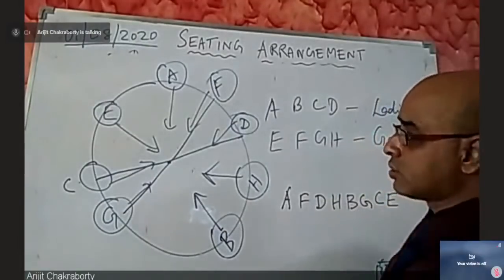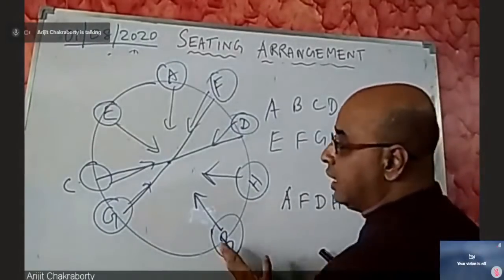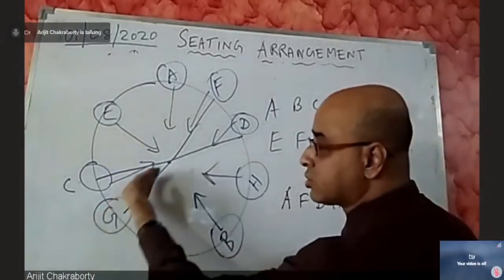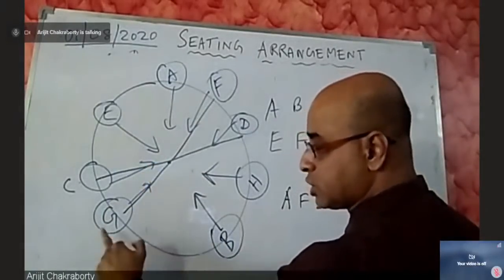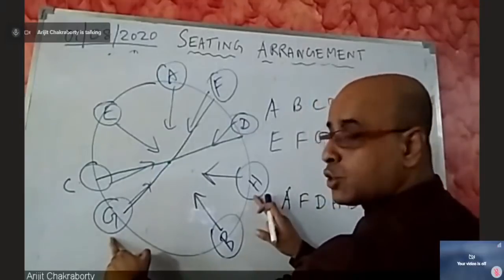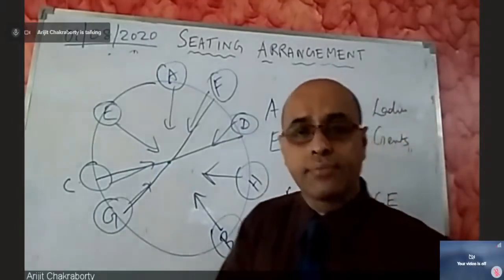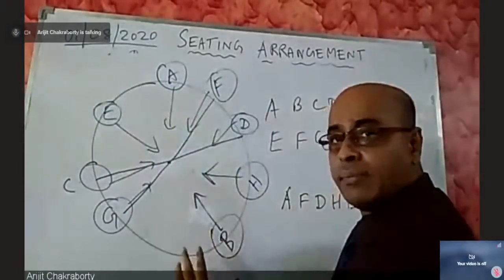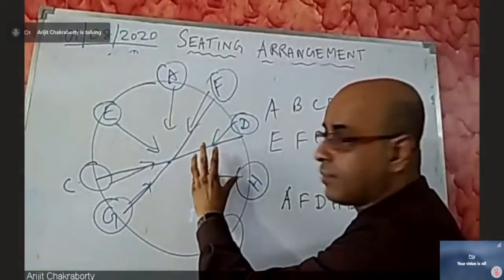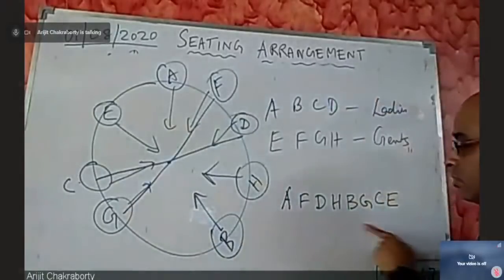So please note two observations. First, as I said, everybody is assumed to face the center. So B's left is this side, that is G, and B's right is H. Read the question carefully, look at the conditions, draw a rough diagram, make them sit, and then look at the order and note the order.